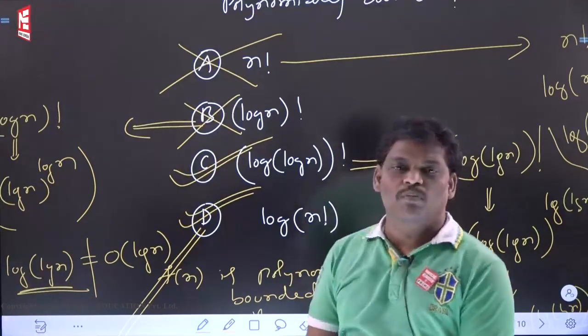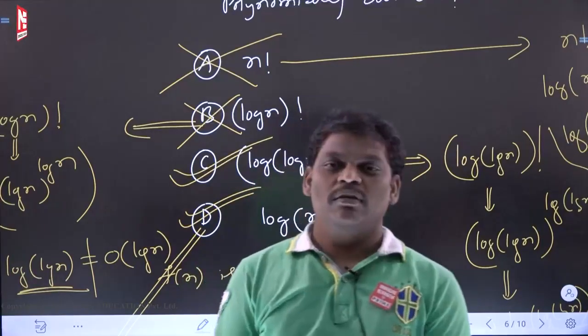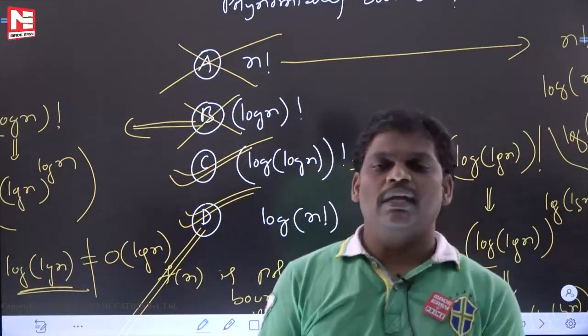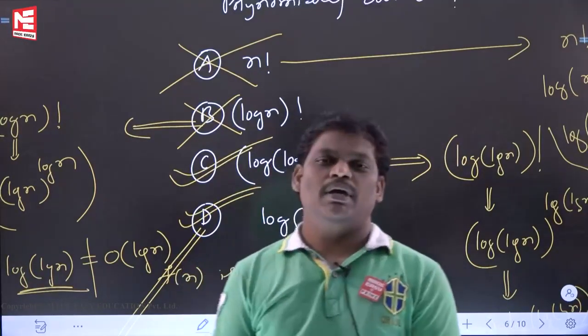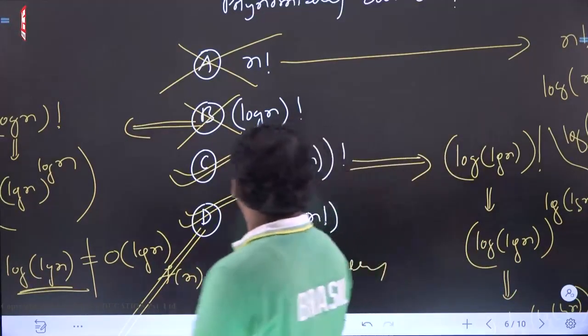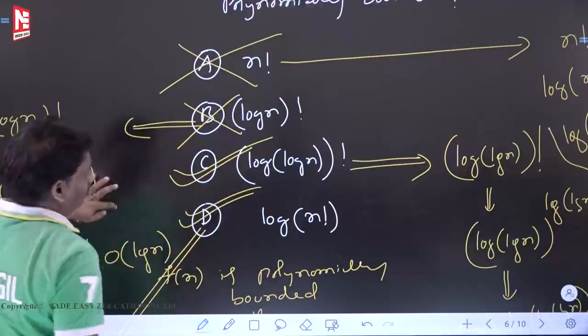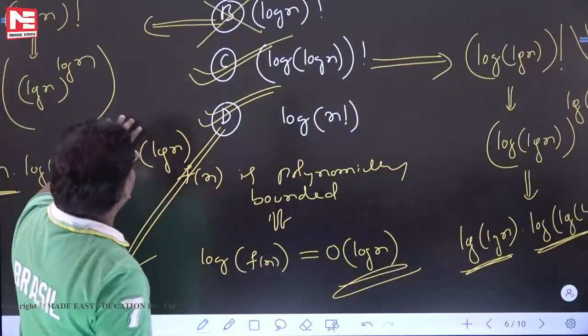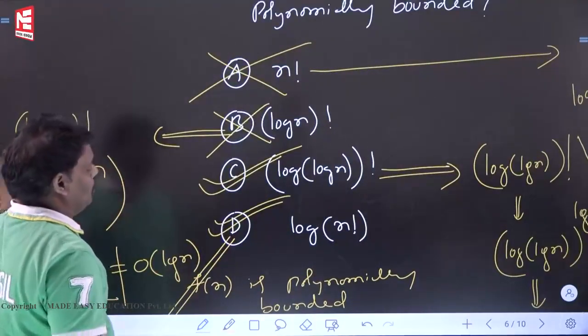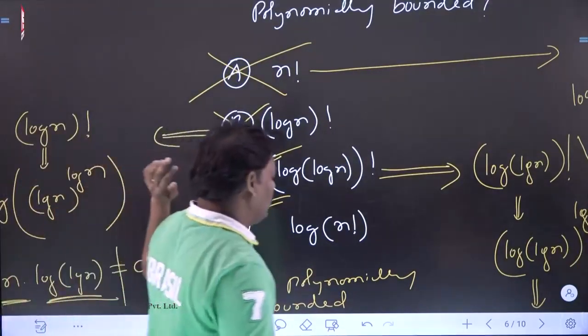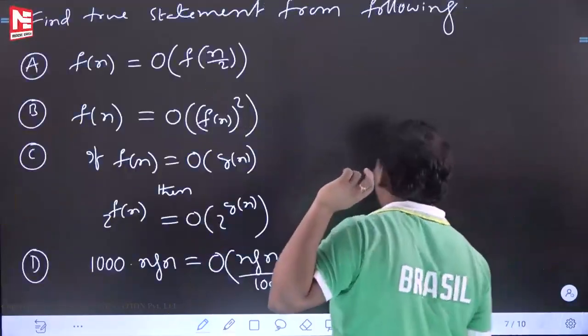And one more thing. Whenever any expression is given, if you are unable to compare directly, at least take the closest upper bound. With that you can compare. So I think the answer to this problem is C and D are polynomially bounded, but A and B are not. Right? Fine. Let's go to one more problem.